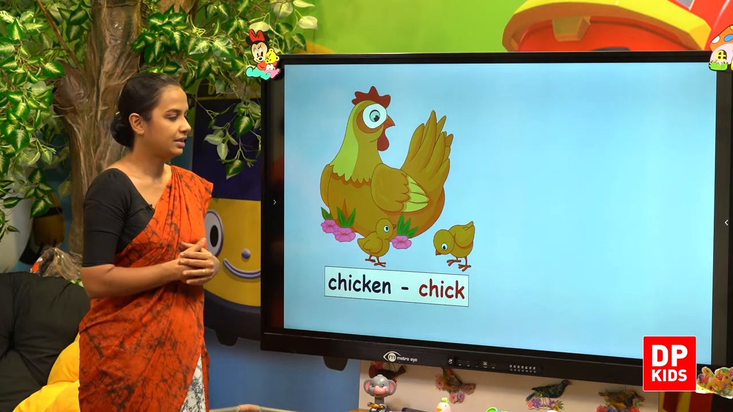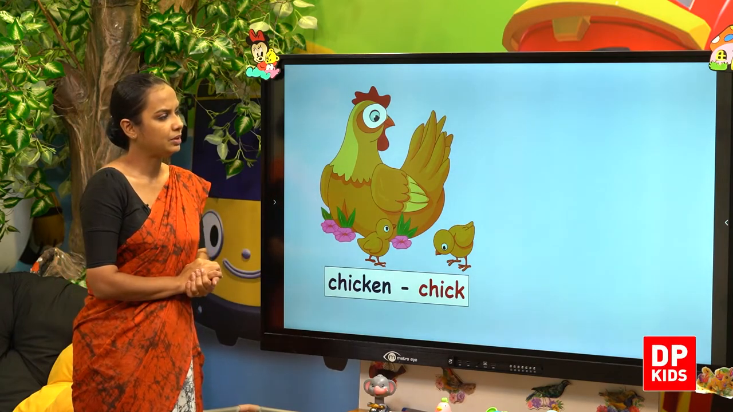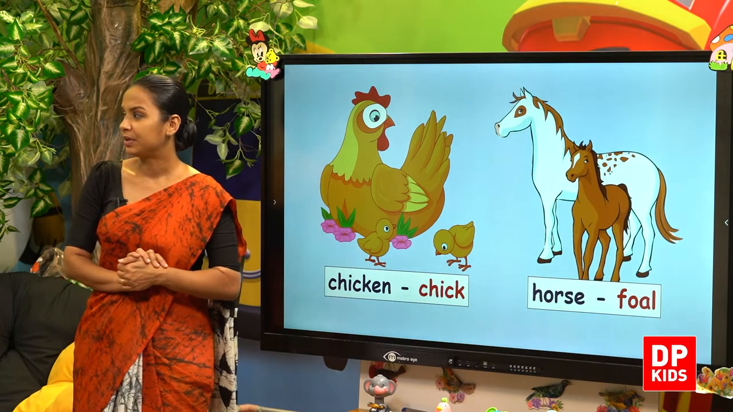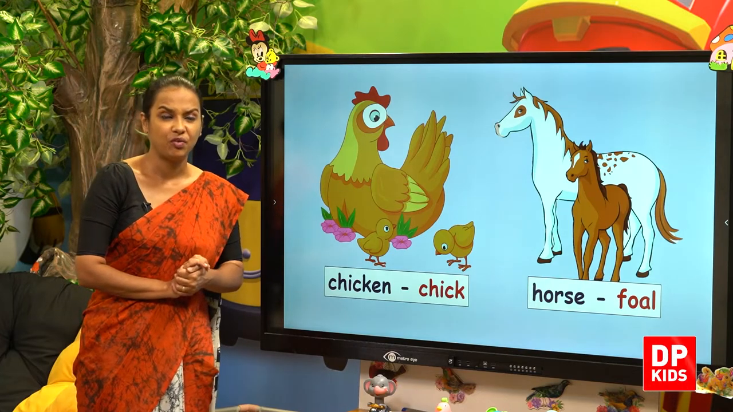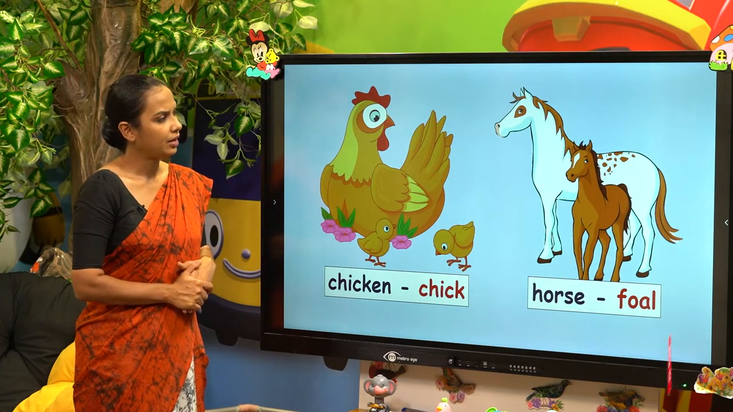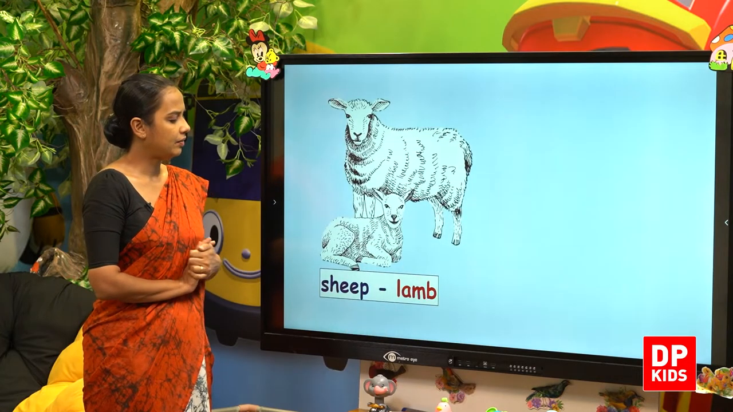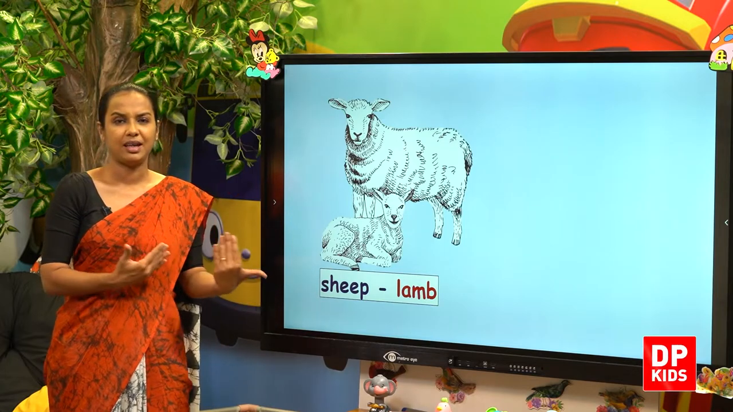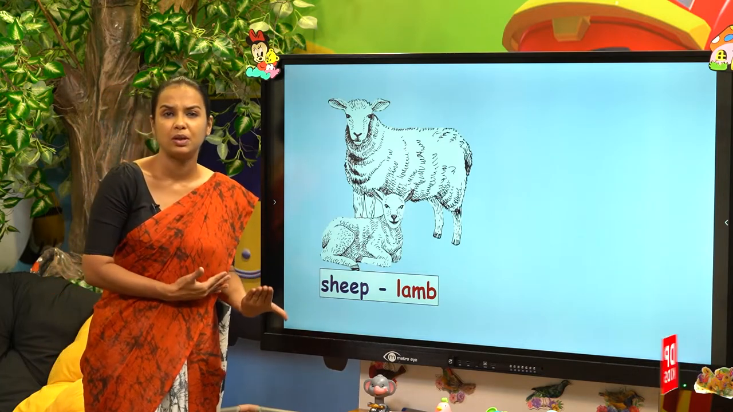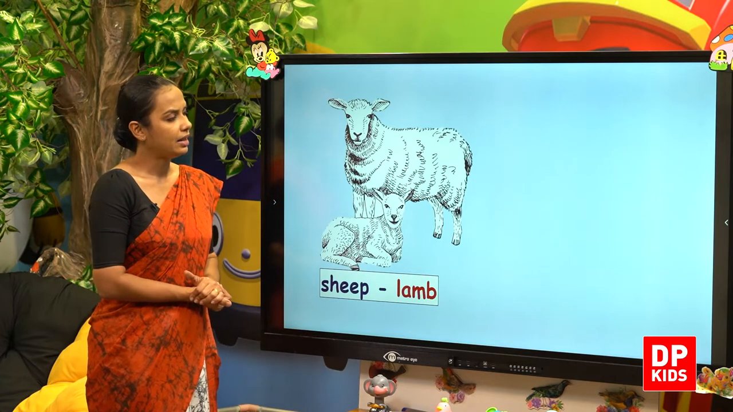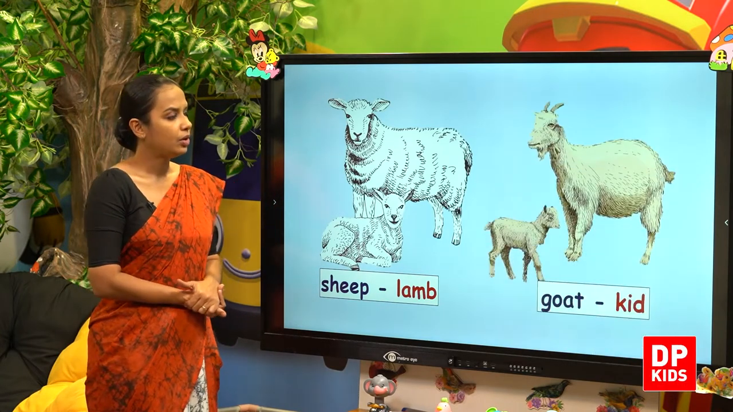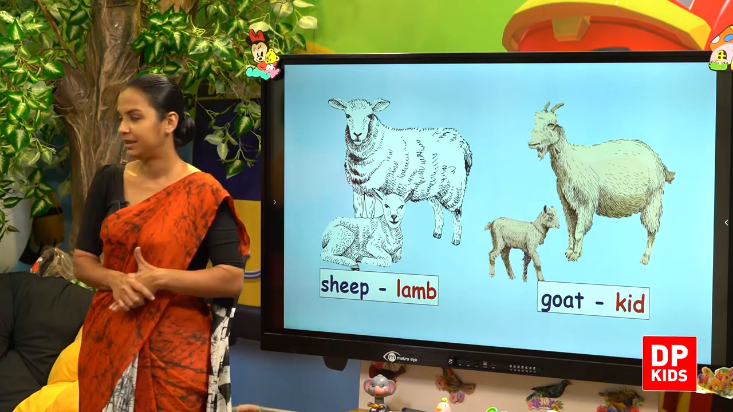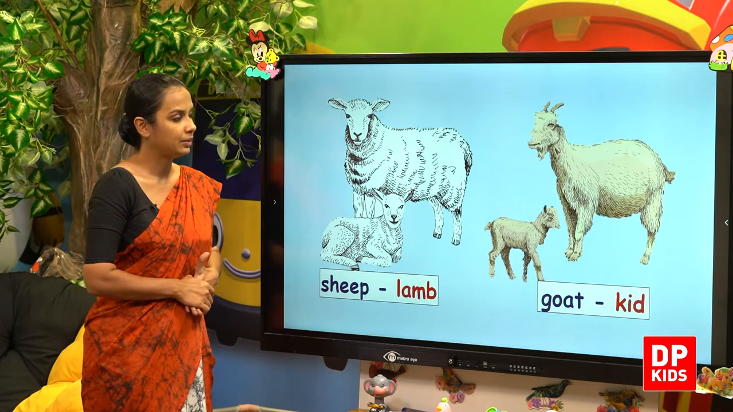Yes, chick. Then the next animal will be horse and a foal. The baby horse is called a foal. Right. Then here we have the sheep and the lamb. The baby sheep is called a lamb. And then we have the goat, and the small baby goat is called a kid. A baby goat is called a kid.